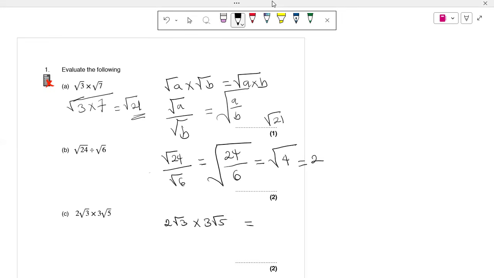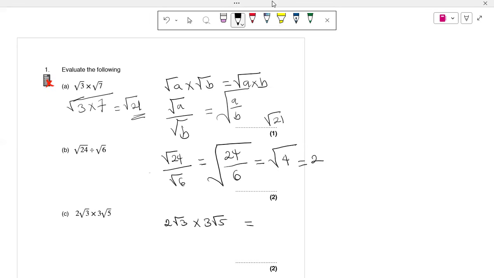Everybody say after me: number to number. Square root to square root. Number to number, then square root to square root.